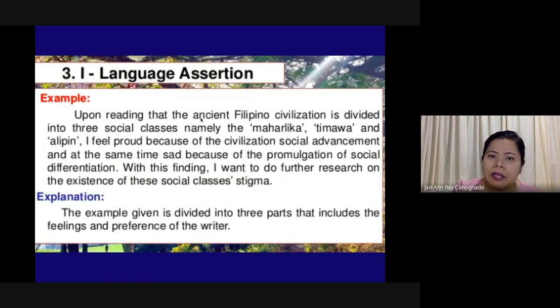Upon reading that the ancient Filipino civilization is divided into three social classes, namely the Maharlika, Timawa, and Alipin, I feel proud because of the civilization, social advancement, and at the same time sad because of the promulgation of social differentiation. With this finding, I want to do further research on the existence of these social classes stigma. And the explanation for this, the example given is divided into three parts. Okay, we have the feelings and preference of the writer.